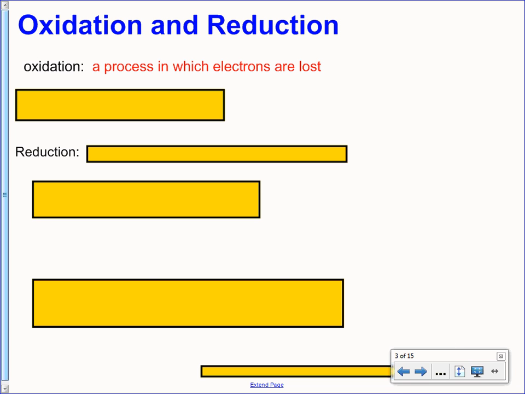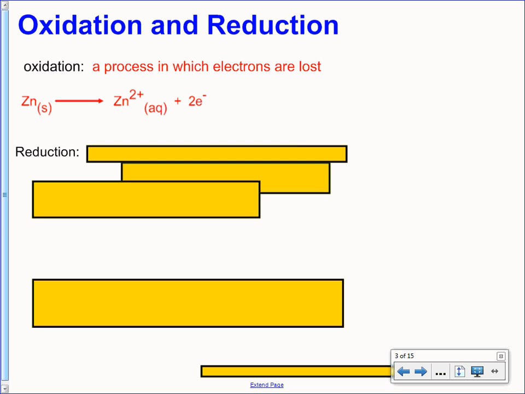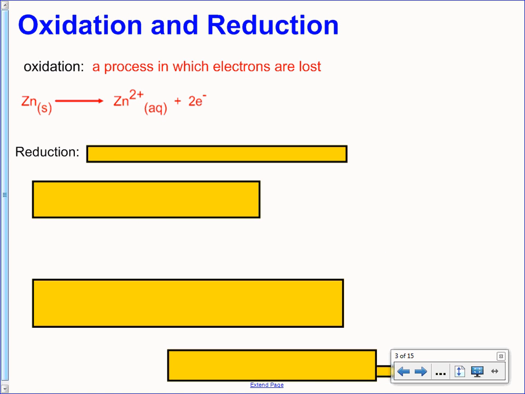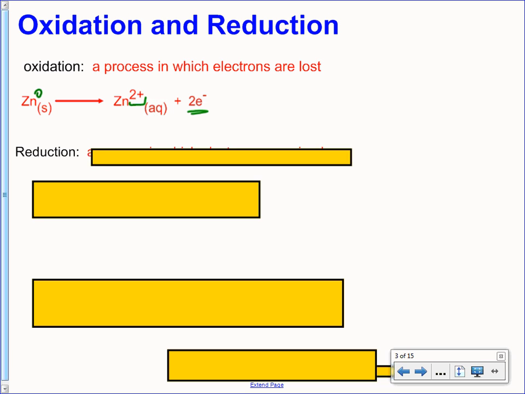So with oxidation, we define that as a process in which electrons are lost. So in the previous example, where we looked at zinc reacting with hydrochloric acid, zinc was the species that underwent oxidation. As we discussed in the previous slide, zinc started out with a neutral charge, or a charge of 0. As the reaction proceeded, it lost 2 electrons and gained a positive charge. So it underwent oxidation.